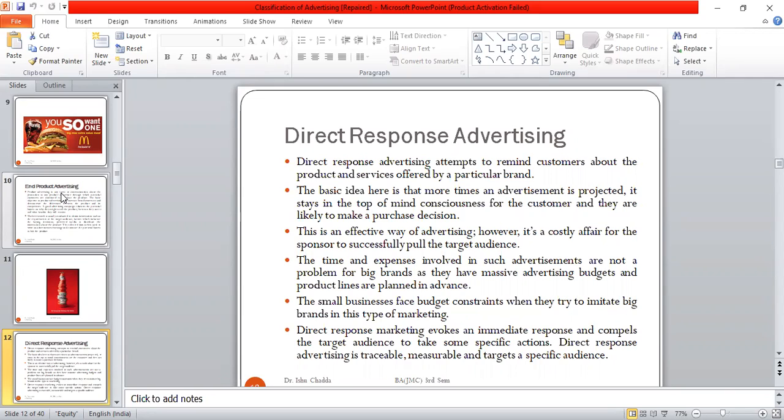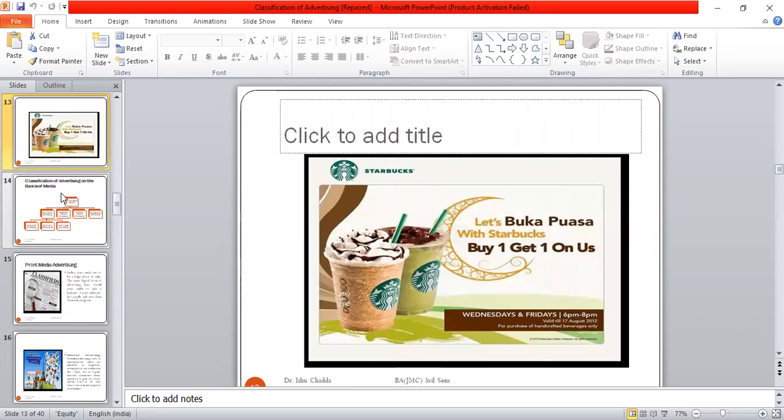Direct response evokes an immediate response and compels a target audience to take some specific action. Direct advertising is traceable, measurable, and targets a specific audience. See, this is an ad of Starbucks, offering buy one get one free. This sort of advertisement attracts consumers very easily, and Starbucks is an international brand, so it is not so costly for these types of companies.